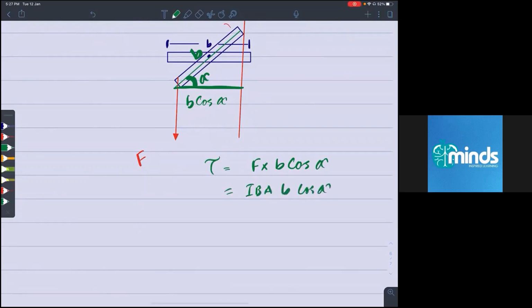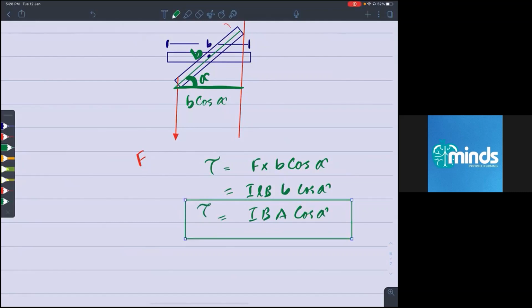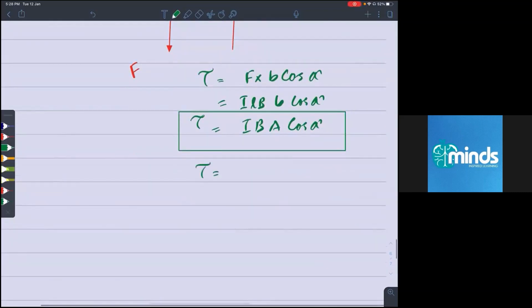So if you combine this B and, in fact, force will be ILB actually. Force will be ILB. If you combine L and B, it will become area. So you will end up with this thing, IBA cos alpha for one coil. And for n turns, this formula will simply become NIBA cos alpha, which I write like this, BINA cos alpha.